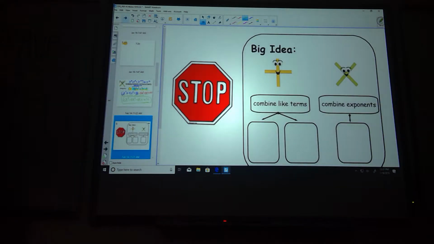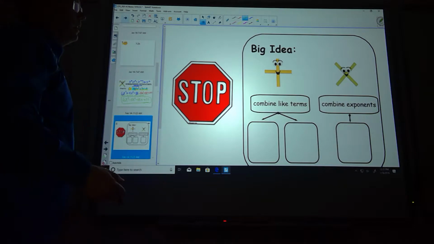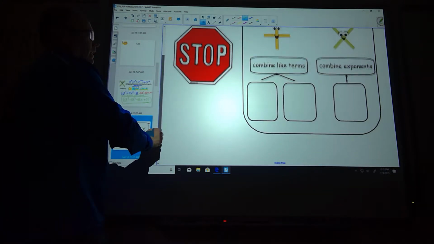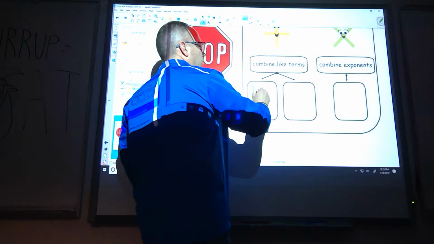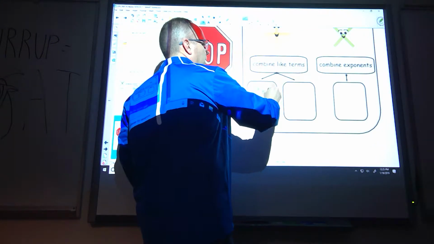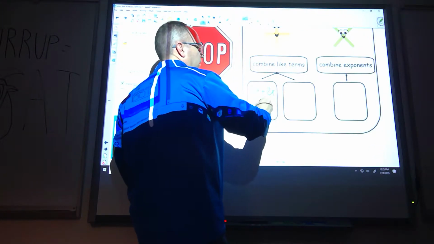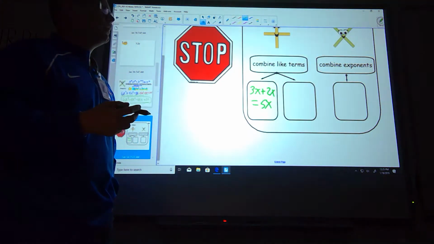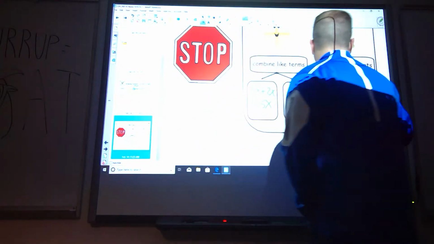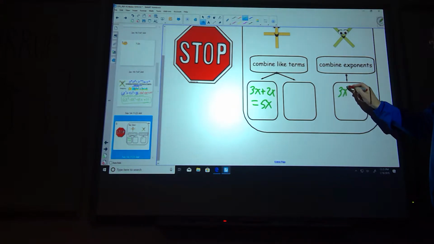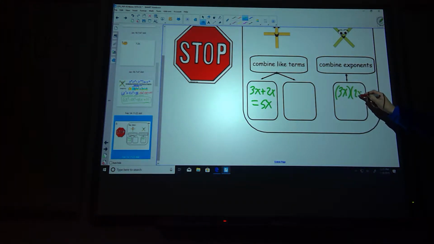All right, so the big idea. Combining like terms and then combining exponents. Combining like terms is like 3x plus 2x. That gives me 5x. That's just combining like terms. Combining exponents is if I go like 3x times 2x, then I get 6x squared. So the exponent increases. Okay, so that's kind of the thought that we're doing.